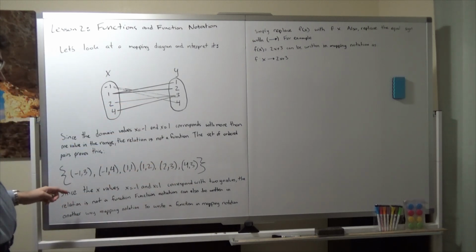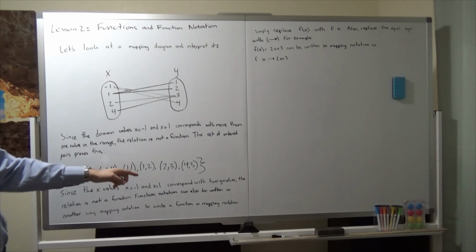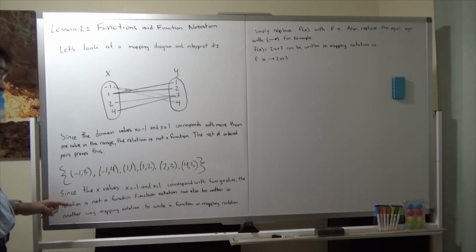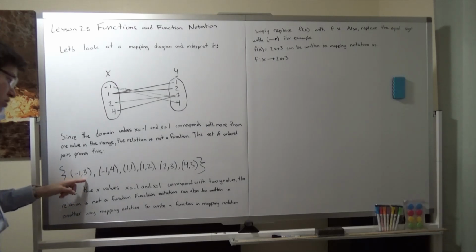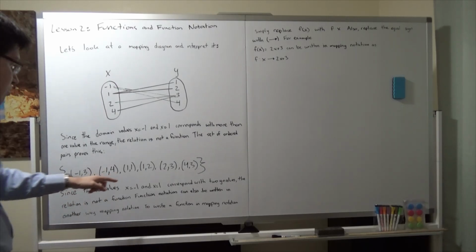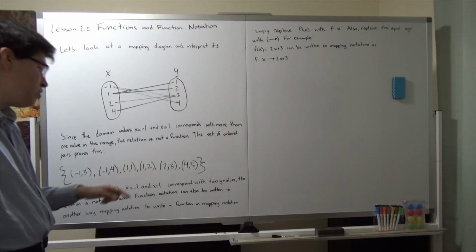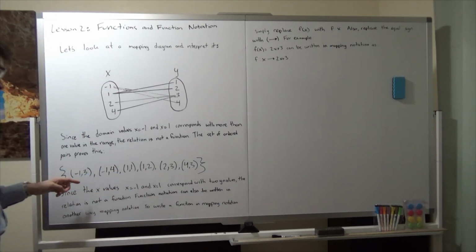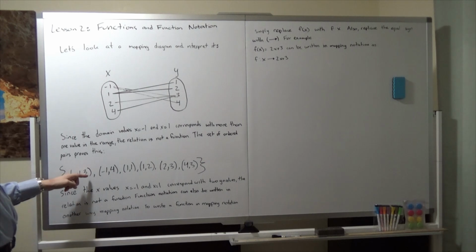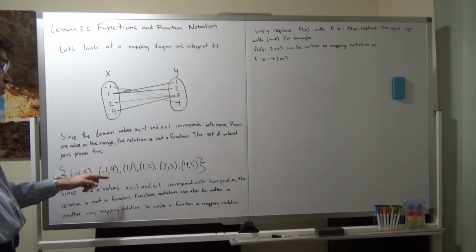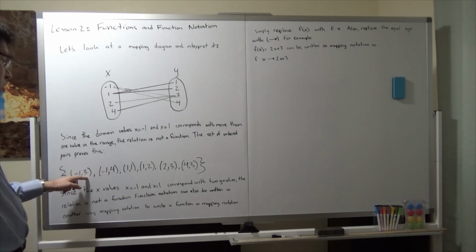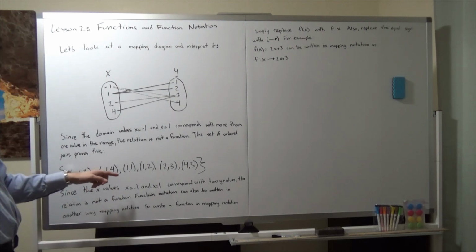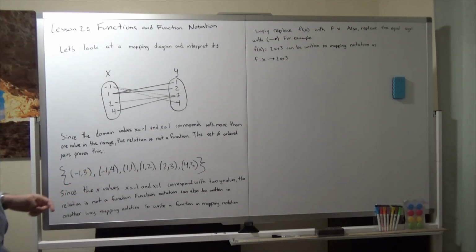Since the x values x equals -1 and x equals 1 correspond with 2 y values, the relation is not a function. Because -1 corresponds with 3 and 4, and because 1 corresponds with 1 and 2, this means that we have x values that correspond with more than one y value, or more than one value in the range. This means it is not a function.